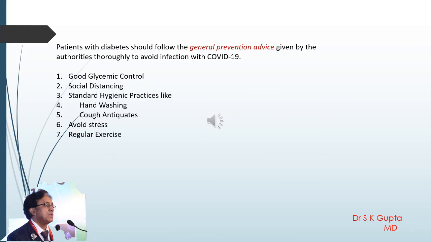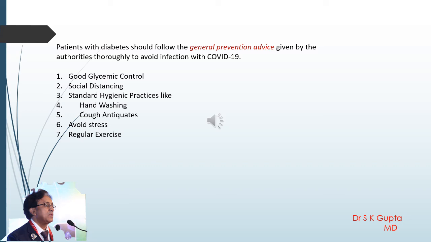What should diabetics do to prevent infection of coronavirus? The first and foremost important thing is that they should maintain good glycemic control, and they should very strictly practice social distancing and even house distancing. They should remain away from young people who have more chances of asymptomatic infection. Even in the house, these patients should maintain distance from their younger ones who have been going out, and they should very strictly adhere to standard hygienic practices like repeated hand washing, avoiding touching their eyes, nose, and mouth, and cough etiquette.